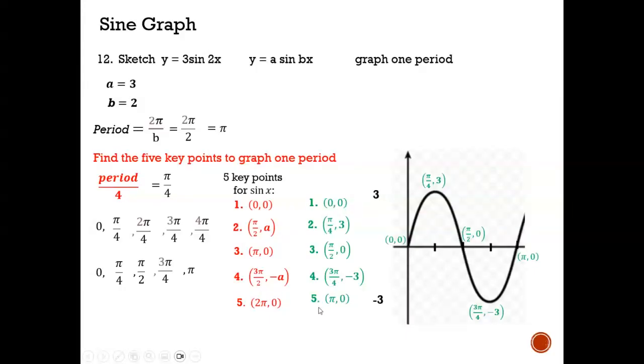So again, this is one period of this graph right here. These are the key points I used to graph. You can continue on from here with the pattern if you wanted another period, continuing on to the right, or continuing the pattern on to the left. So that's an example there, reviewing a sine graph.